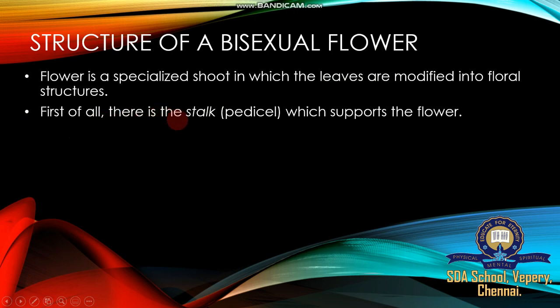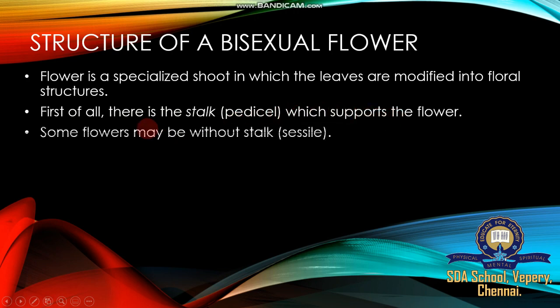First of all, there is a stalk. A flower consists of a stalk called a pedicel, which supports the flower. Some flowers may be without a stalk and are called sessile. For example, Acanthus and some other plants without any flower stalk have sessile flowers. So pedicellated flower and sessile flower are the two types of flower.